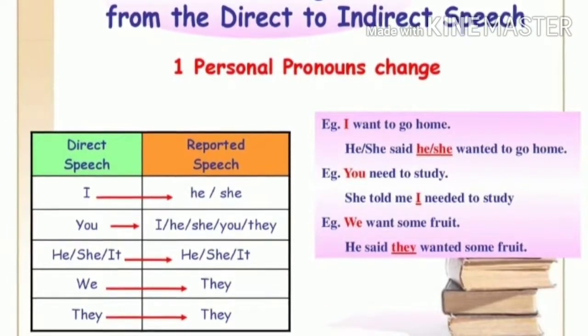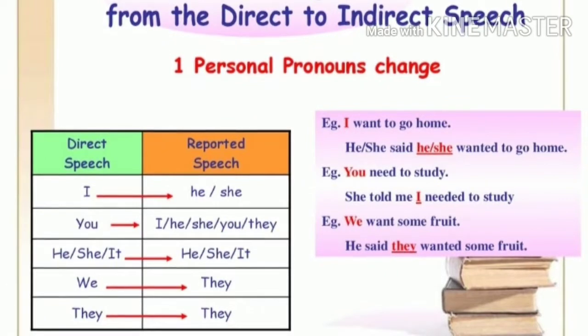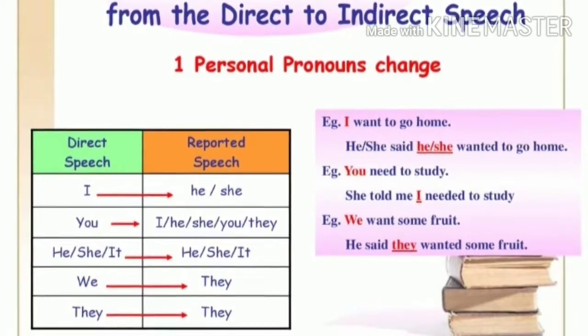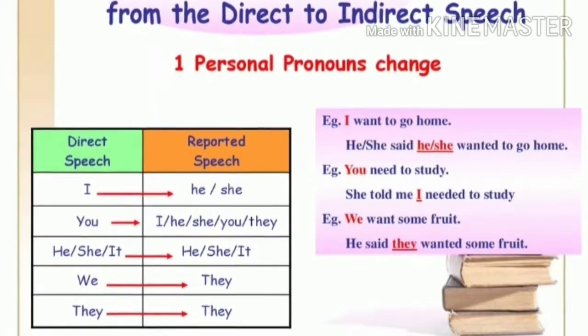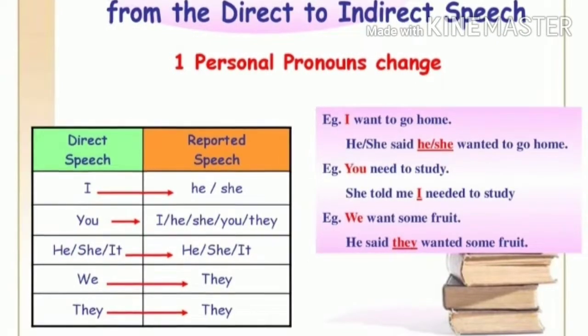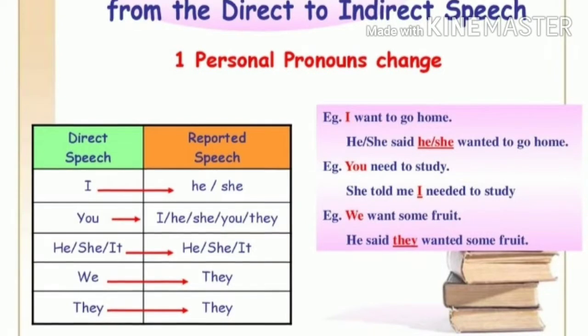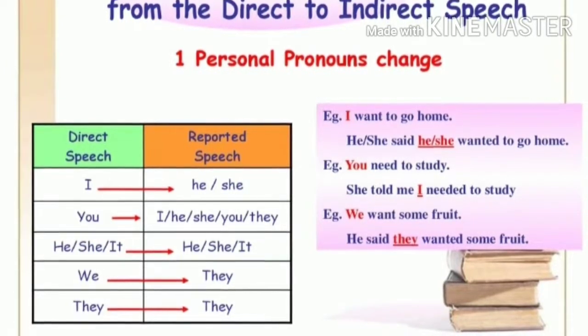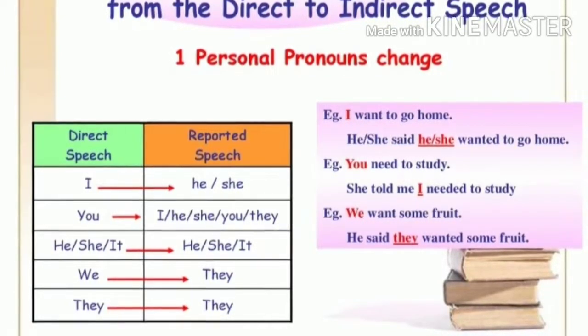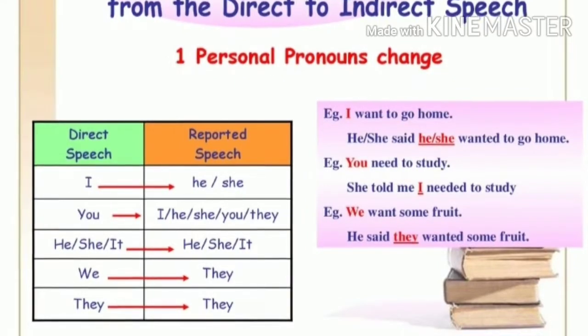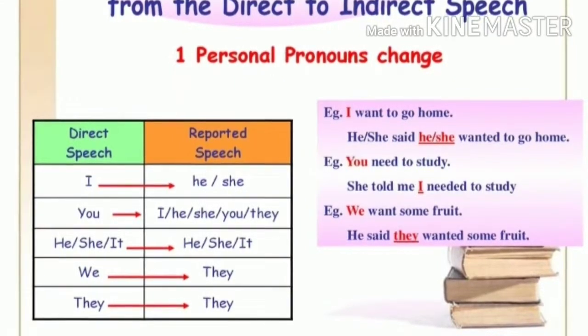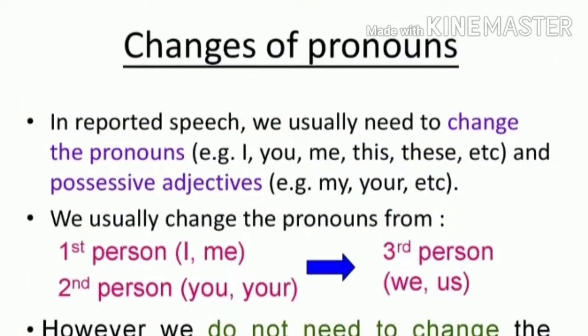Alright. See the next example of you. You need to study. It is given in direct speech. So its indirect will be, she told me I needed to study. Alright. Have you seen how this you has been changed to I here? Let's see the next example. We want some fruit. So indirect will be, he said they wanted some fruit. Hope now it's clear to you how we is changed to they. Alright. Now let's move on further.